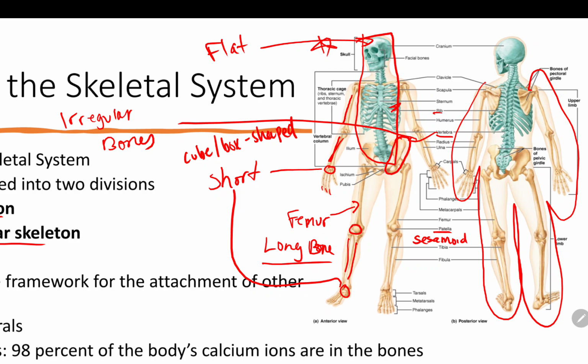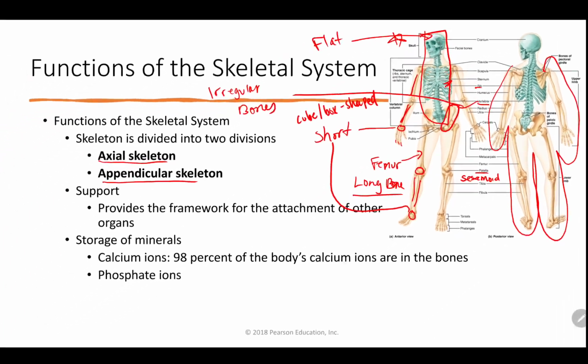So be able to know what type of bones, long, flat, short, irregular, sesamoid type bones, and where they're located. And also know the different bones of the body too, right? Especially the ones in this image right here. Okay.